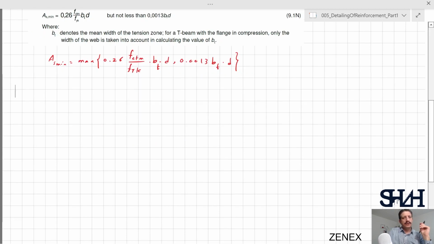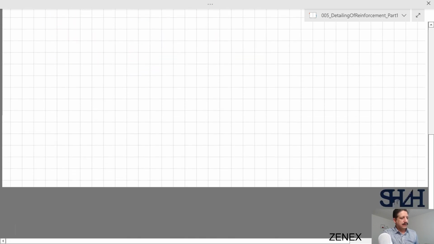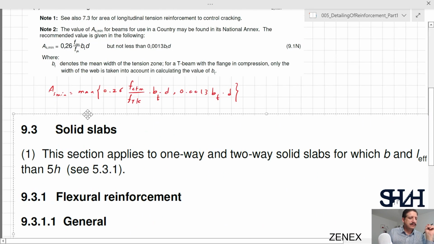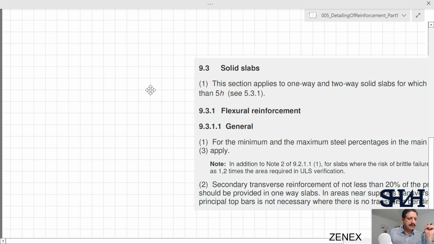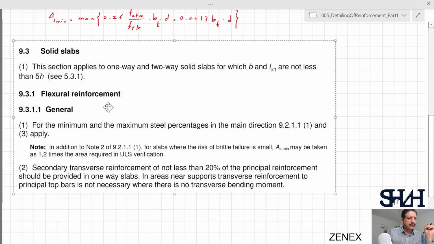And in this video, I'm going to go through the slab and calculation of the required distance between the bars. So for that, you can go through clause 9.3. Before this 9.3, there is plenty of information in Eurocode that you can follow and find the most relevant section to your task. For solid slabs, this section applies to one-way and two-way solid slabs for which b and l effective are not less than 5h.